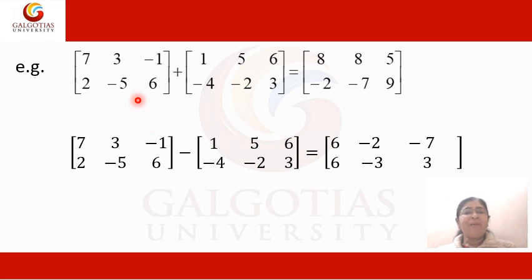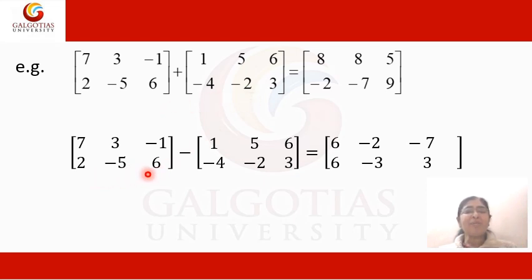For example, if I have a matrix A of order 2 by 3, and B is a matrix of order 2 by 3, then the sum will be equal to 8, 8, 5, minus 2, minus 7 and 9. How am I getting this? By adding 7 with 1, I will get 8. On adding 3 to 5, I will get 8. On adding minus 1 plus 6, I will get 5. So in this way, I can add the two matrices element wise.